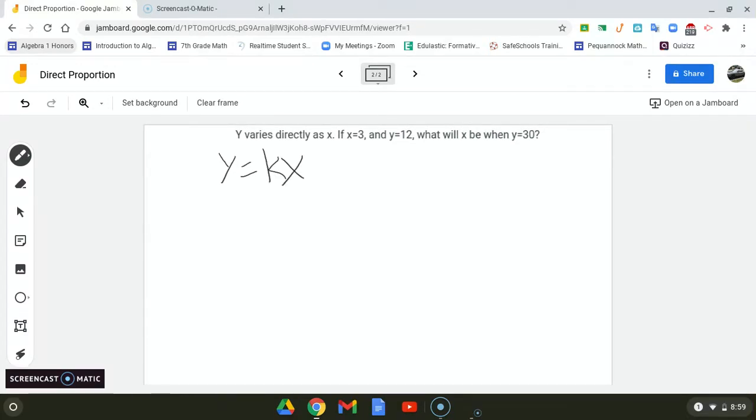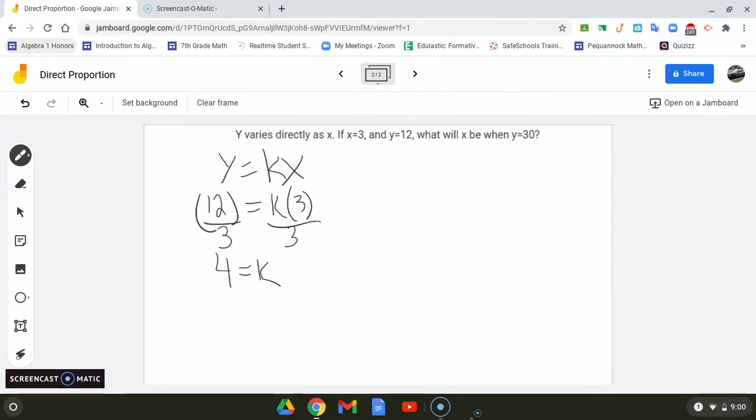Because y is going to vary based on what happens to x. And we're also told that x is 3, y is 12. So let's put that in. So we'll put in 12 for y. And remember, when you're substituting, you're always going to be substituting into parentheses. And it's going to be k times 3. And now what we need to do is find k. We need to find that constant of proportionality. So let's divide by 3. And we'll find out that 4 is equal to k.